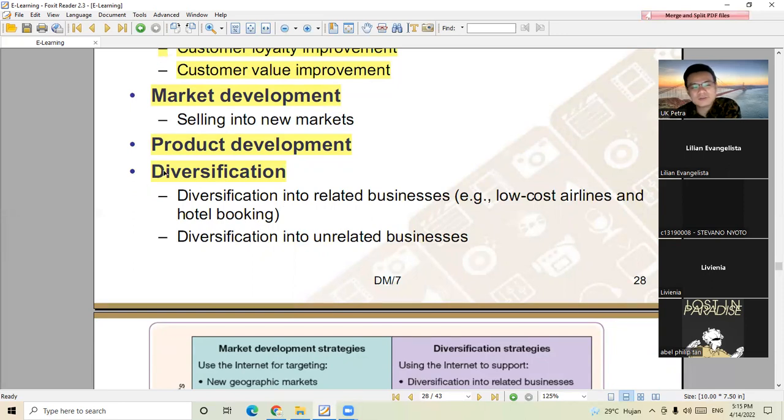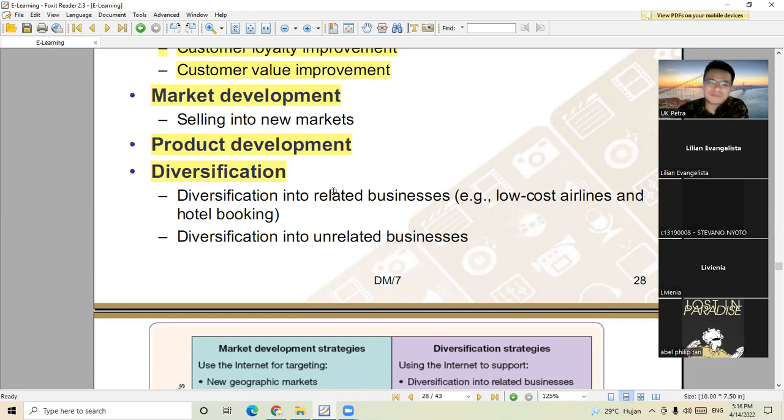This is the topic of strategic management. Diversification into related business, for instance, if we have, let's say, a coffee shop business. If we want to diversify, we can make a tea shop business. It's still related with our own main business. It's a drink business, a drinking related business.